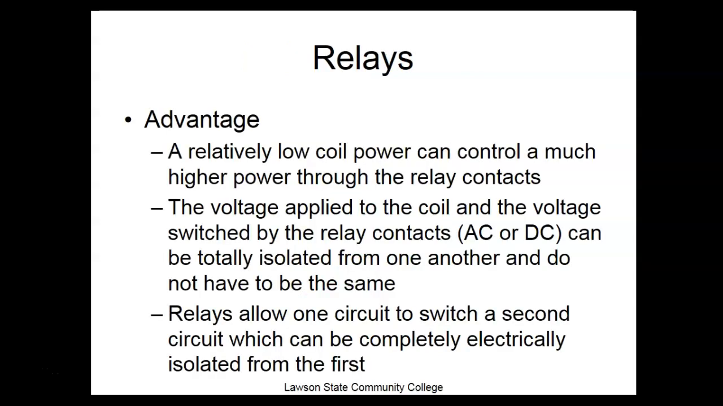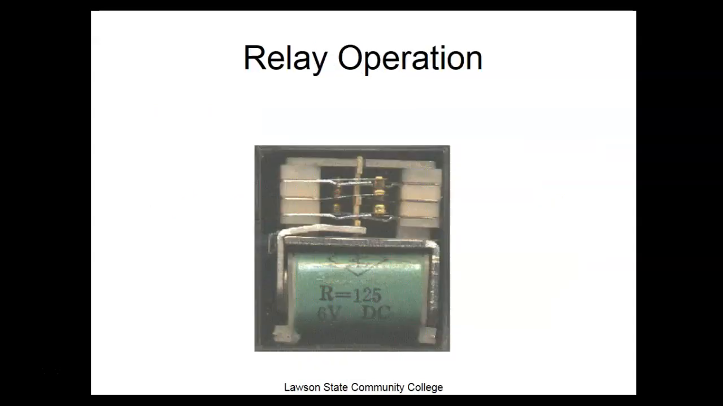With relays, a relatively low coil power can control much higher power through the relay contacts. The voltage is applied to the coil, so we call this right here the coil, because that's all it is, just a bunch of coils of wire, and it's all wound in the same direction. And then we'll usually have some type of metal going through it to concentrate the field.